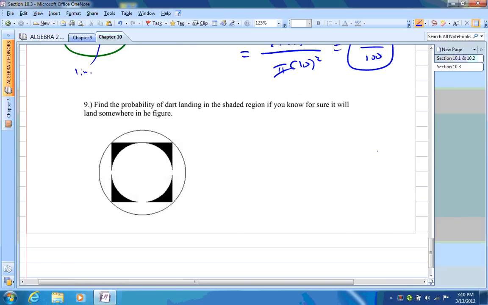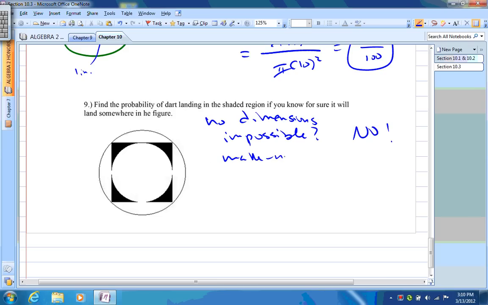Lastly, number 9. Let's say you have a weird kind of dartboard like this here, and you have a square inside of a circle and a circle inside the square, and you shade the part that's between the square and the inner circle. What's the probability you'll land in the shaded region, assuming that you'll land somewhere in the figure? So there are no dimensions. So is it impossible? Well, I never present you with impossible problems. No, it's not impossible. Here's what you do. You can make up numbers.